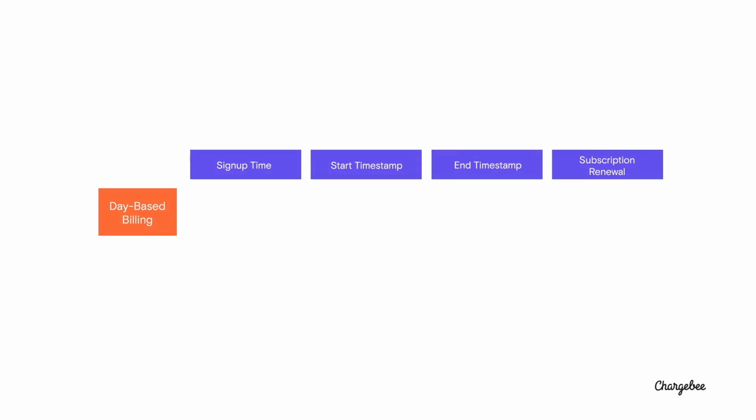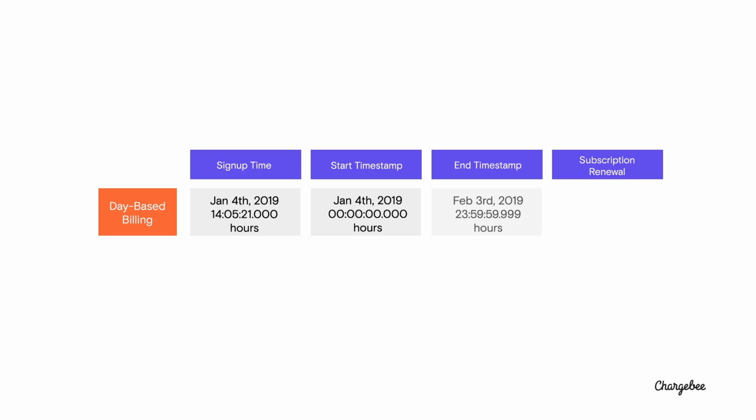For example, if your customer signed up on January 4th of 2019 at this time, then in day-based billing, the start timestamp gets set to the beginning of Jan 4th of 2019. If the plan period is 1 month, then the end timestamp is February 3rd, 2019. The subscription renews at the start of the next day, which is February 4th of 2019.